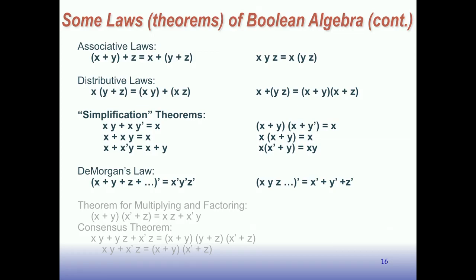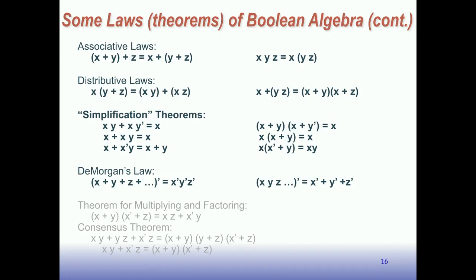And then there's the distributive law. This looks like normal distribution of multiplication over addition: x times the quantity y plus z is the same as x times y plus x times z. But because of the duality, we also get this one, which might look a little strange: distribution of plus over times. And that doesn't work in normal high school algebra on real numbers.